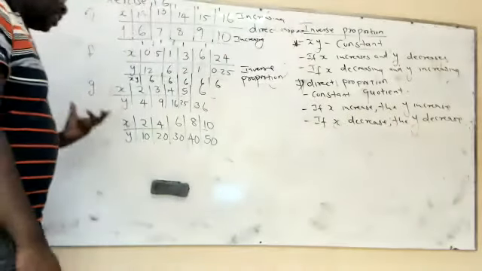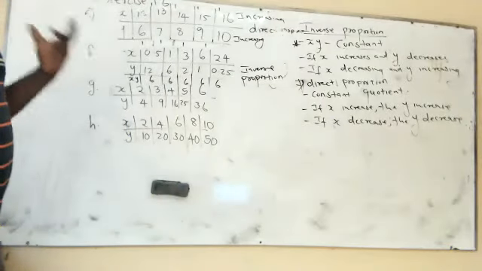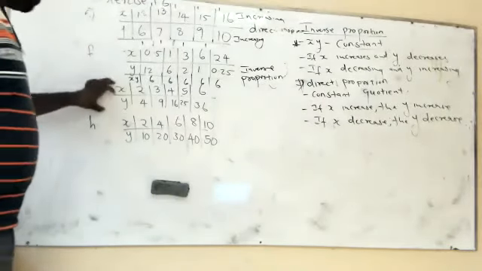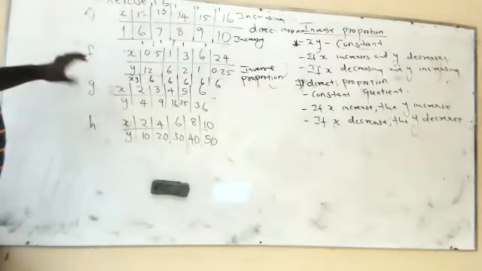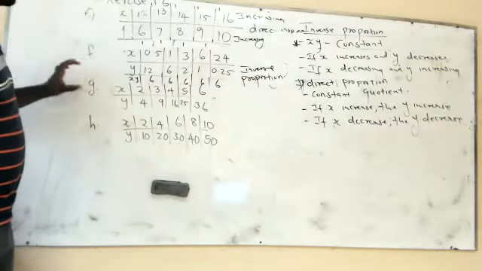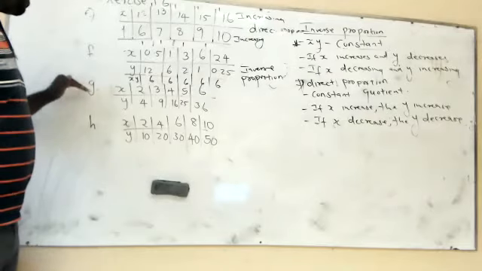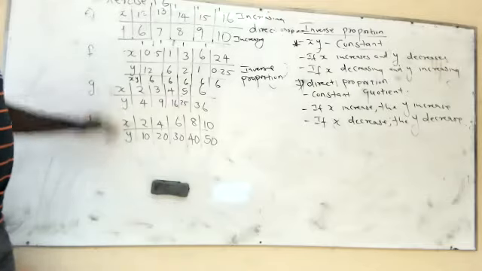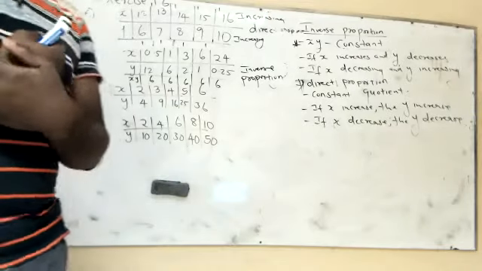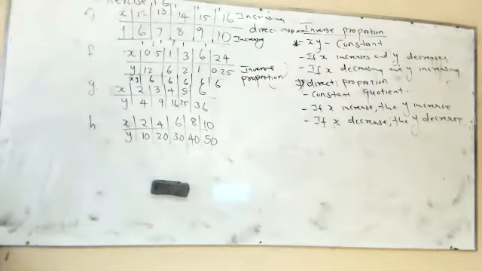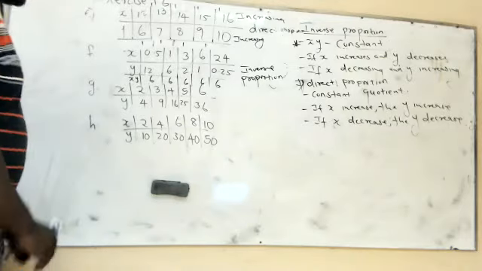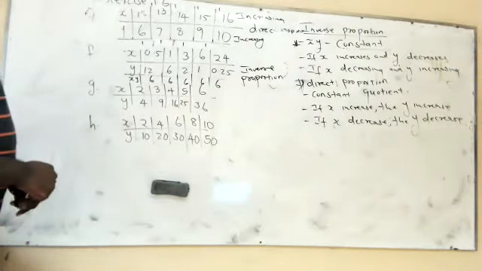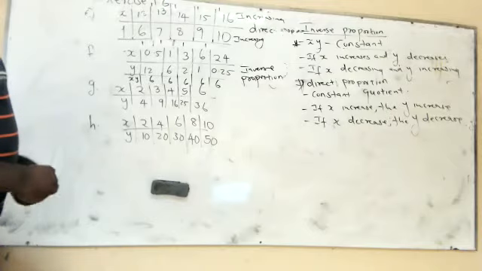So I would like you to test your skill with regards to what I've explained to you already. What proportion do you think will be table number G? Will this be direct proportion, inverse proportion, or neither? Try to answer for that one. Question number G. Direct proportion. Okay, let's test if indeed it's direct.